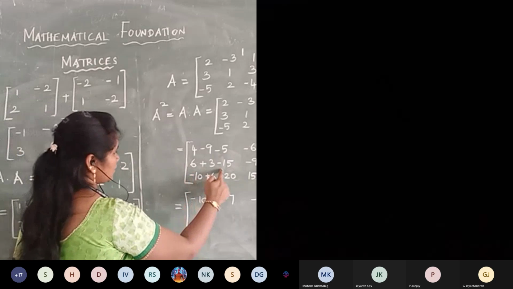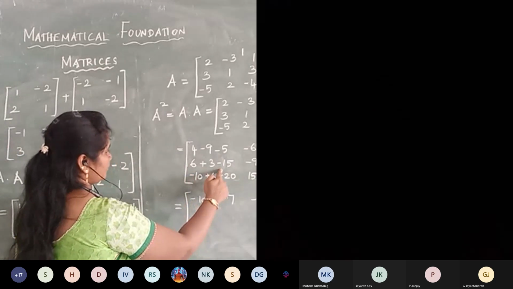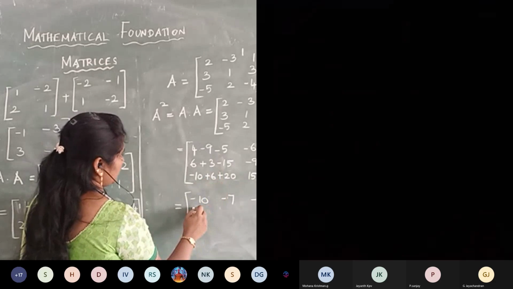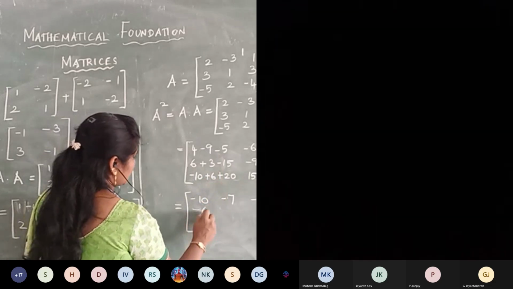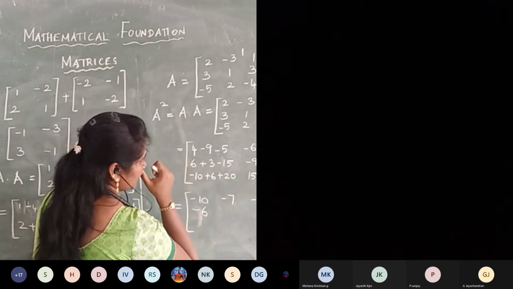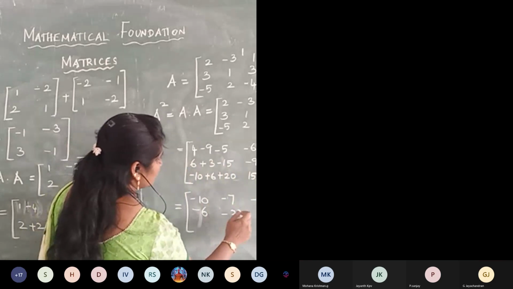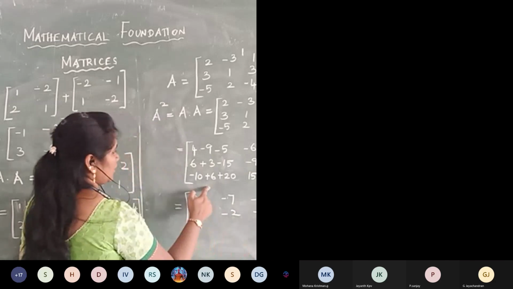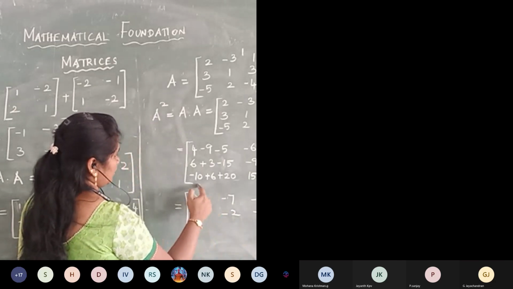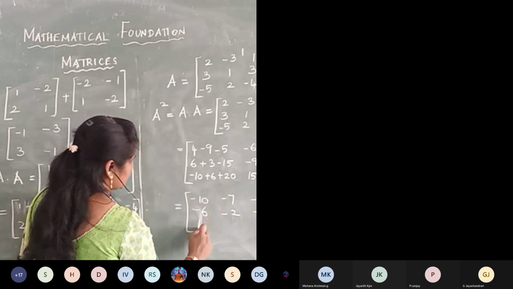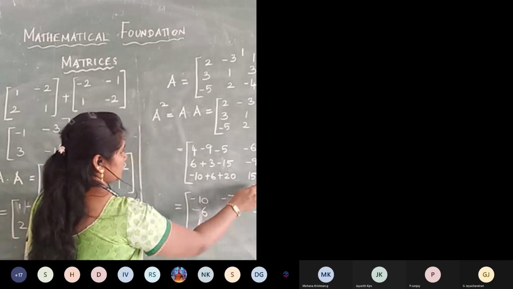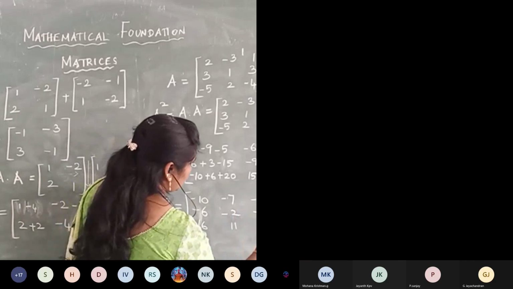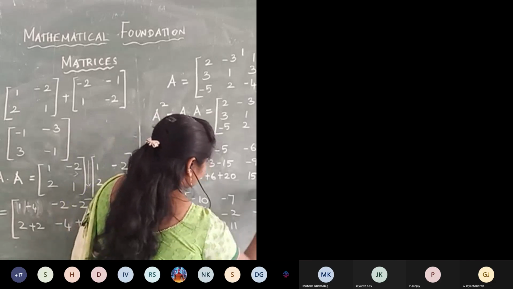Next, 9 minus 15, so it will be minus 7, minus 6. And here it will be 7, minus 2. There it will be 6, minus 6. Here, 20, 10 it will go, so it will be 16, 17, 11. There it will be 17.